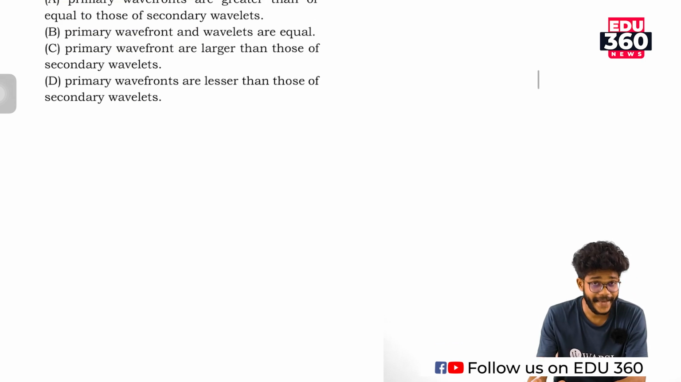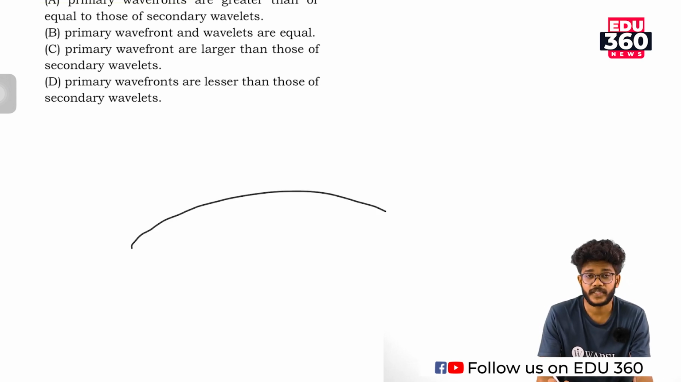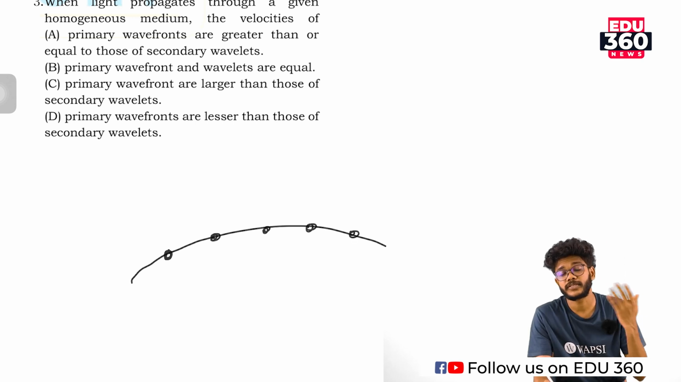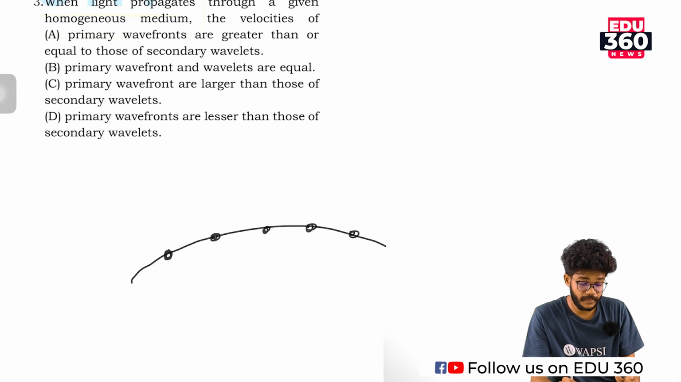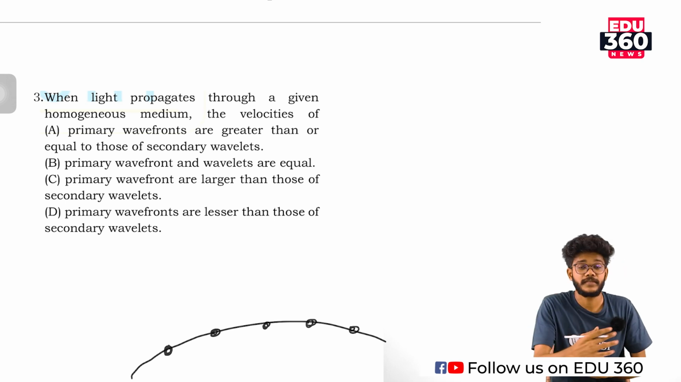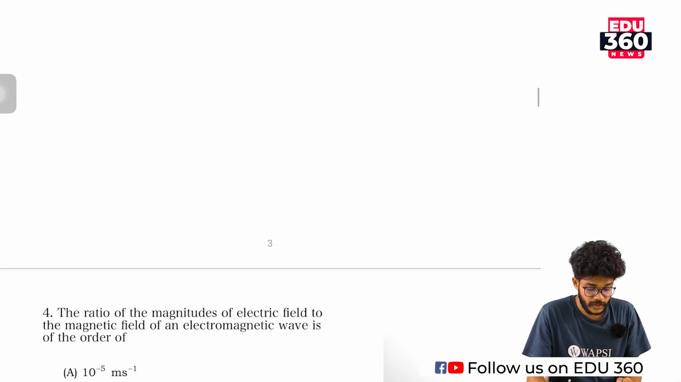See, by Huygens principle, you know what Huygens principle is. The wavefront will generate wavelets. Each point in the wavefront will act as the source of a new wavefront, and both have equal speed. So option B, primary wavefront and wavelets are equal. Okay, we can move to the fourth question.